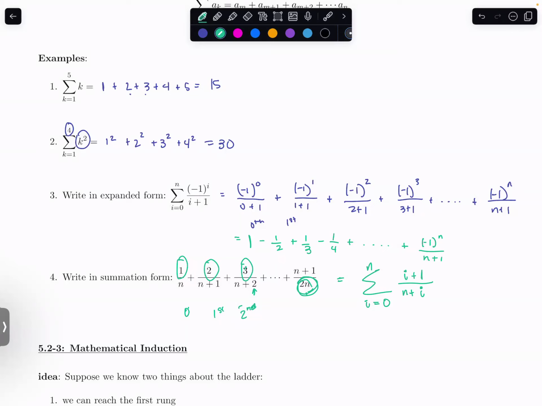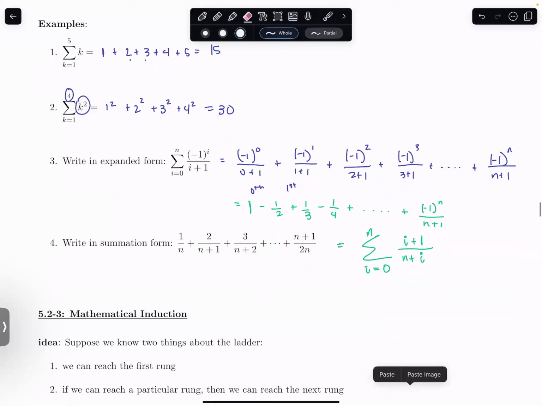And then test it, obviously. So the 0th thing, I would have 0 plus 1 over 0 plus n. Okay, that's 1 over n, that's good. And then when i is 1, I have 1 plus 1 over n plus 1. Okay, that's 2 over n plus 1, that's good. When i is 2, I'm looking at 2 plus 1 over 2 plus n. So this works to give me each of these things in the summation notation. So that is that.